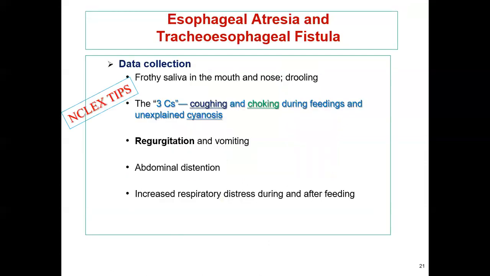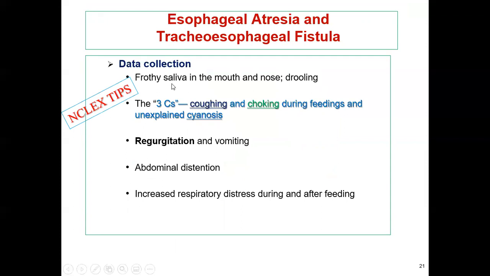So what are the risk factors? Particularly polyhydramnios, meaning excessive amniotic fluid during the pregnancy, or with a prenatal ultrasound.